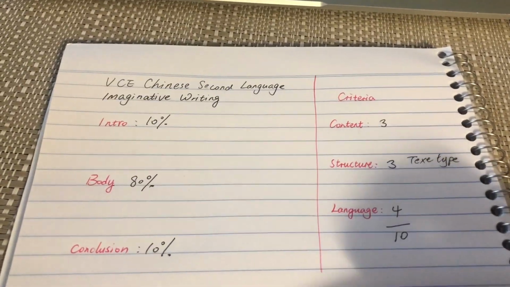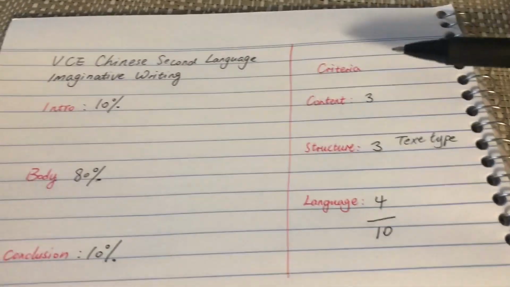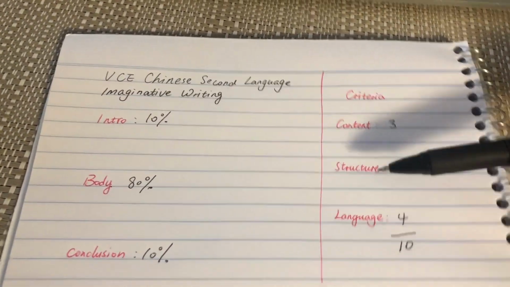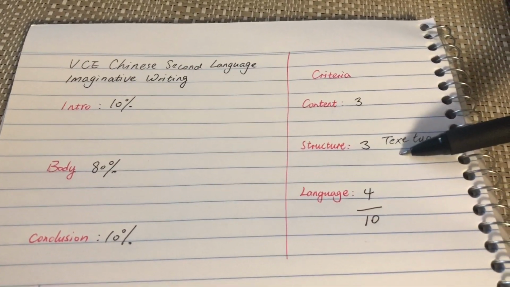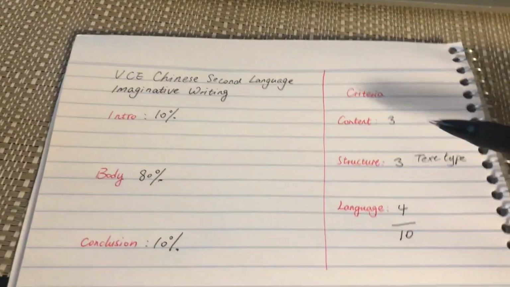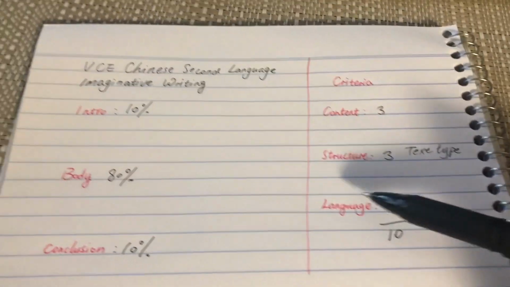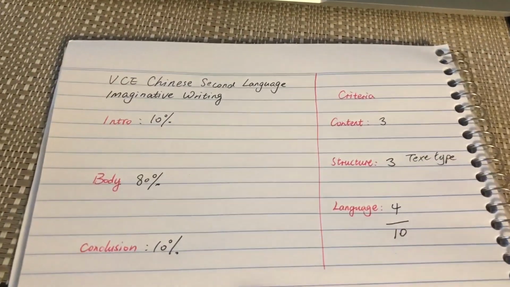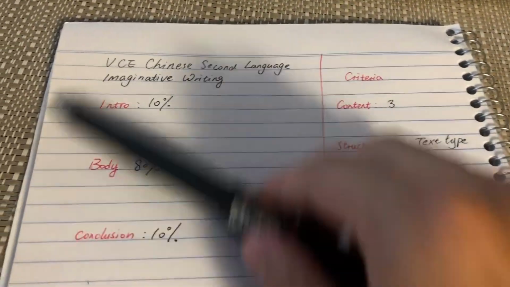So once I finish my draft of the story, I want to check my criteria. Is my content okay? Did I get the right structure? Did I put in the diary entry as my text type? And what vocabulary, grammar points, sentence structure I want to use in my writing? And then you've covered everything you need to do in imaginative writing.